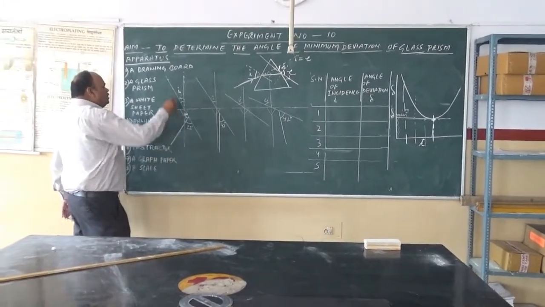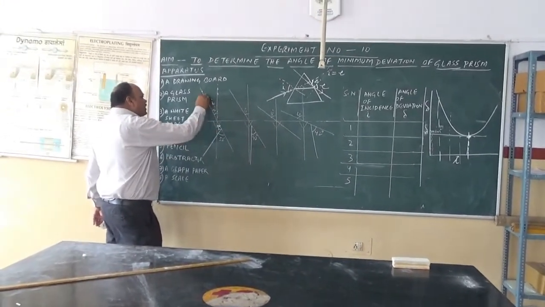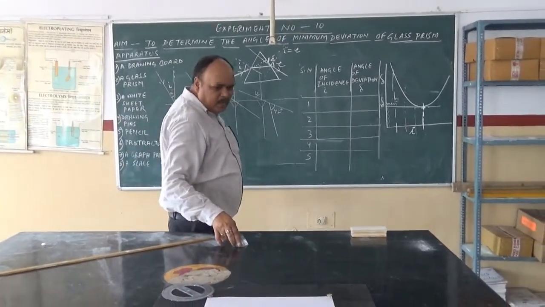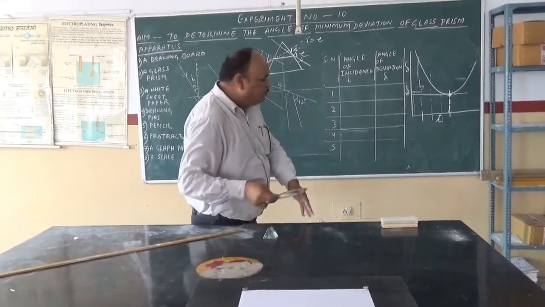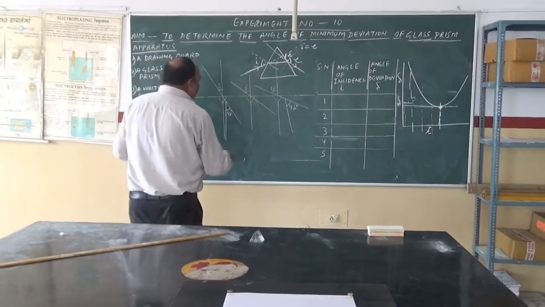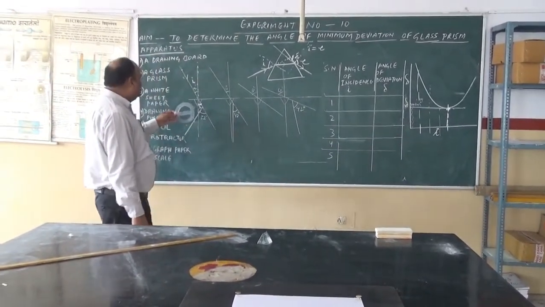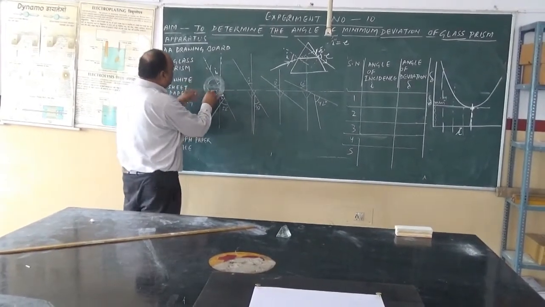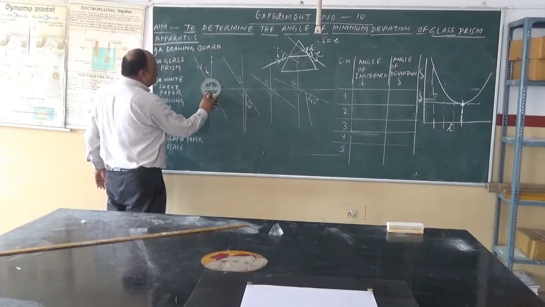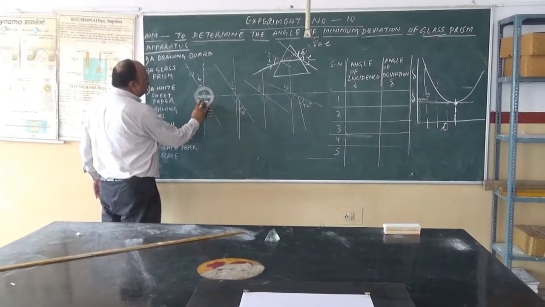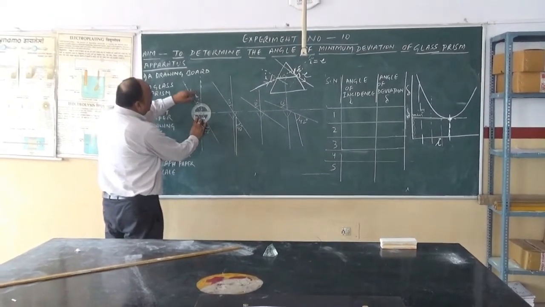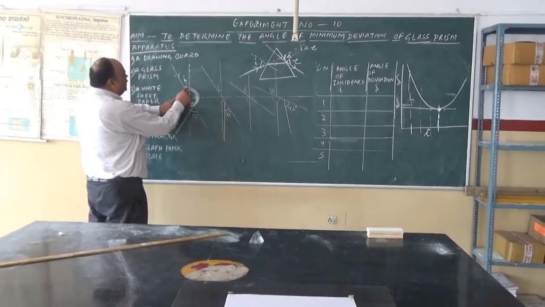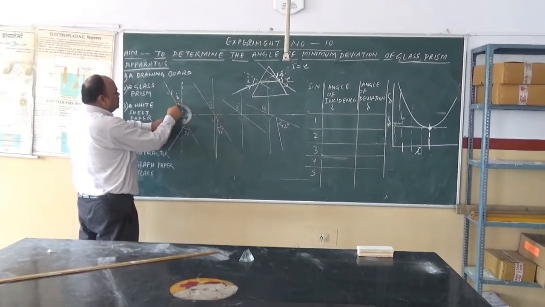The normal is used to measure the angle of incidence. Generally, we will keep the angle of incidence between 30 degrees to 60 degrees. How is the angle of incidence measured? Keep the protractor in such a way that the normal is at 90 degrees, and then measure it: 10, 20, 30. So the angle of incidence is 30 degrees.